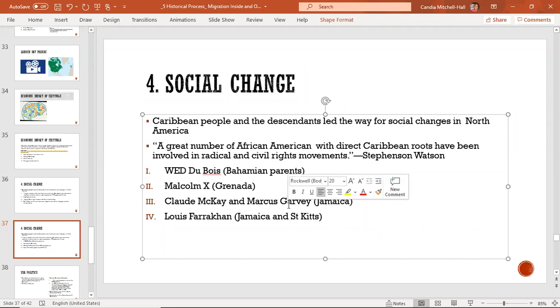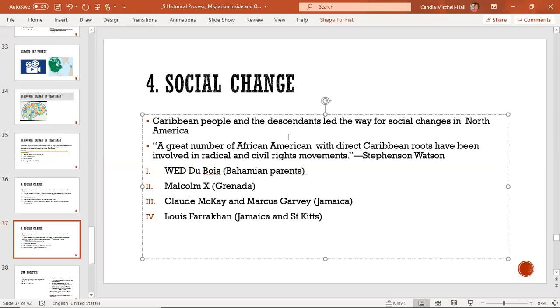Claude McKay and Marcus Garvey, both born in Jamaica, lived in the US. In fact, Marcus Garvey was making such a big change in the US that they sent him back here, deported him. Louis Farrakhan, who had one parent from Jamaica and one from St. Kitts.